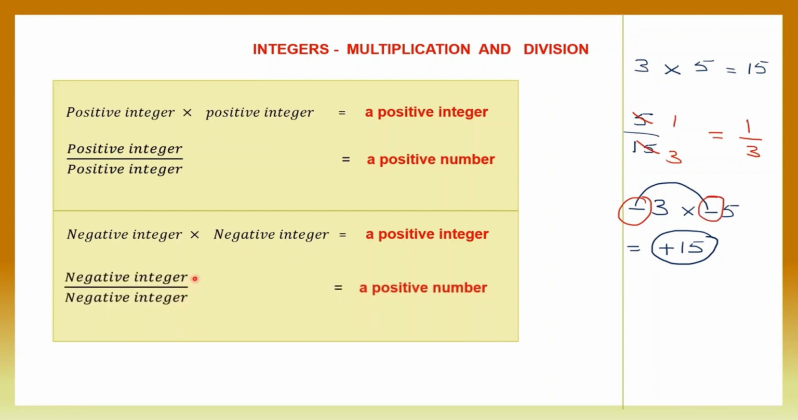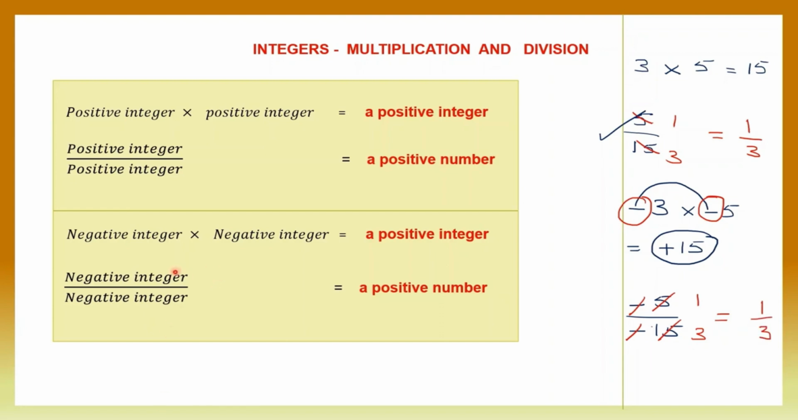Similarly, when you divide a negative integer by another negative integer, your answer is a positive number. Again, let's take the same example here, make it negative. Minus 5 divided by minus 15. Now the signs will get cancelled. And this I can divide by 5. 5 ones are 5. 5 threes are 15. So as you can see, I've got 1 by 3 and there is no minus sign with it. So it has become positive.